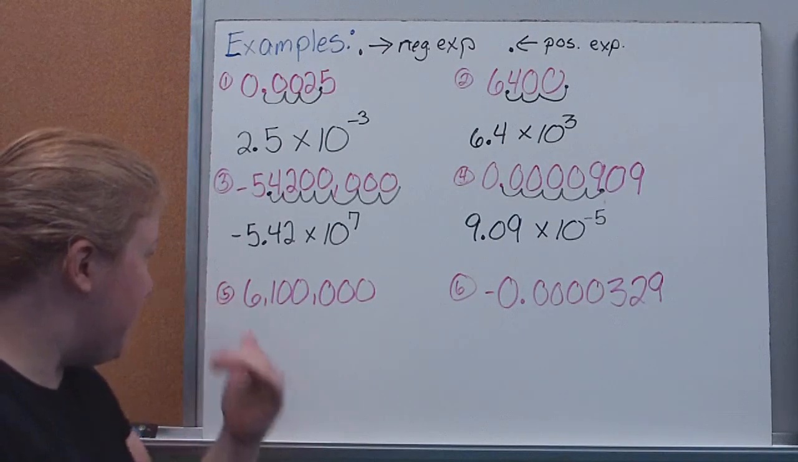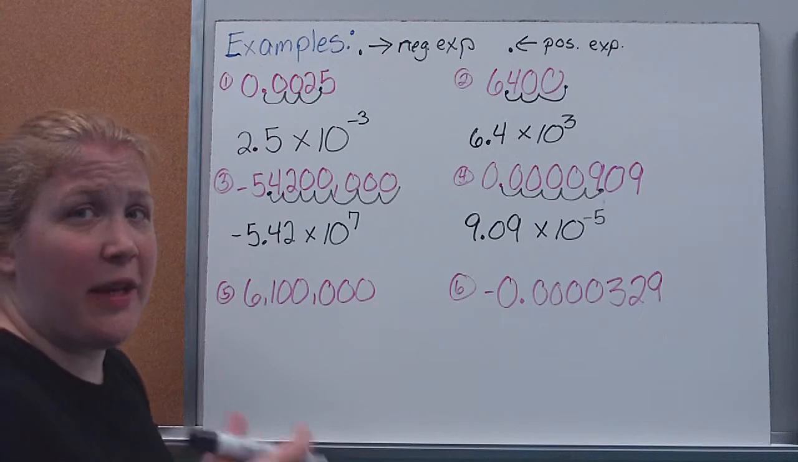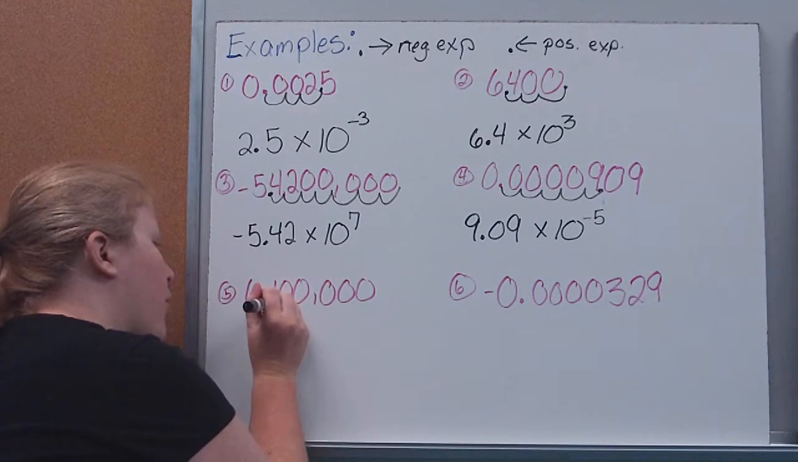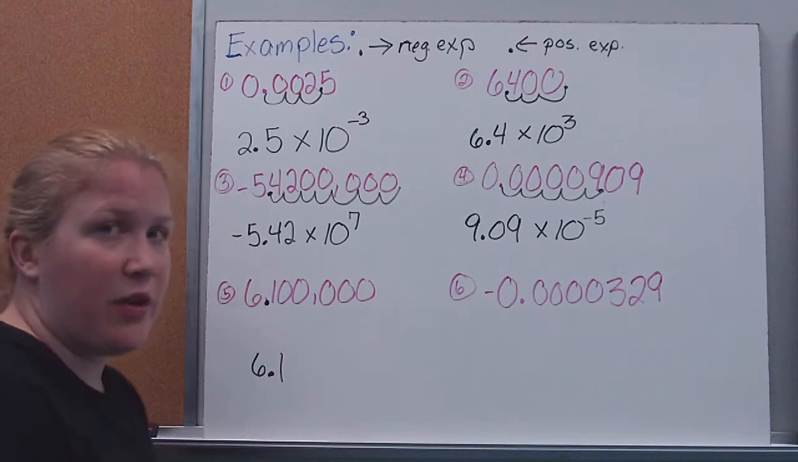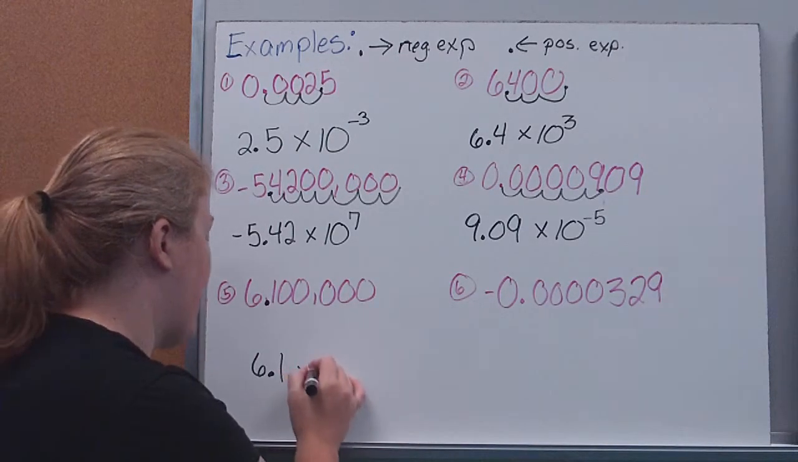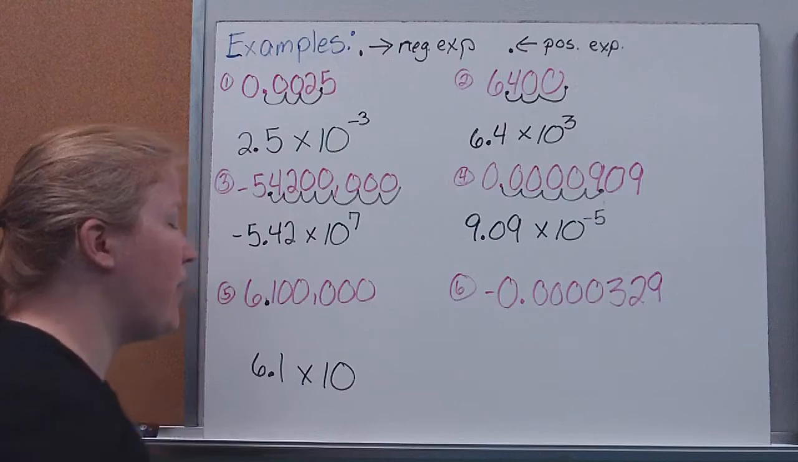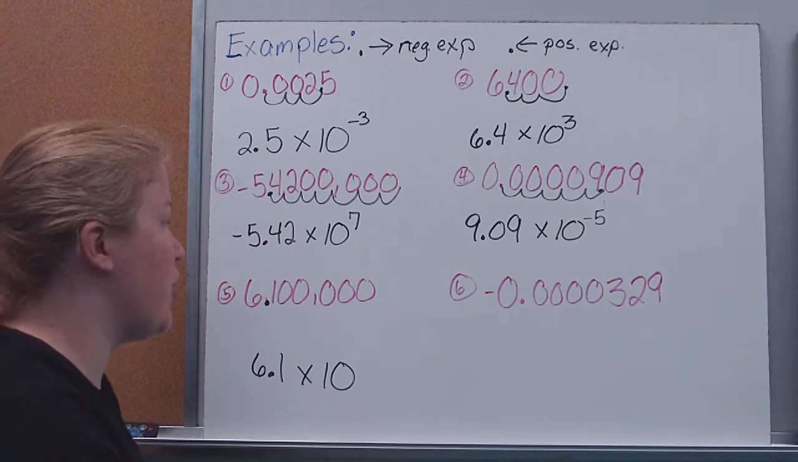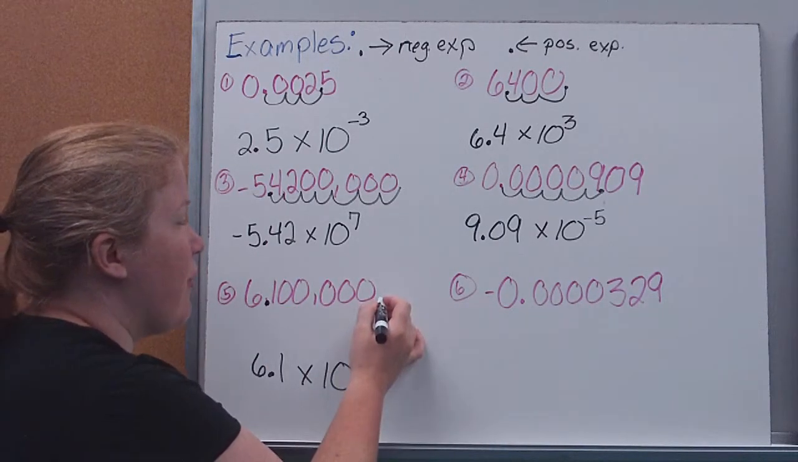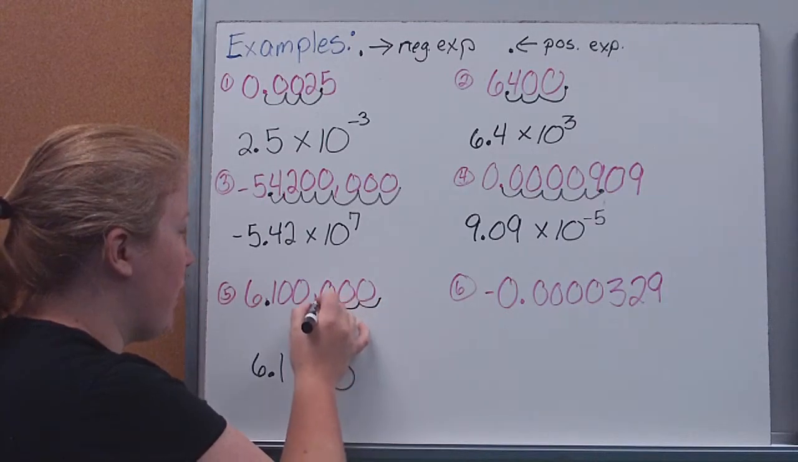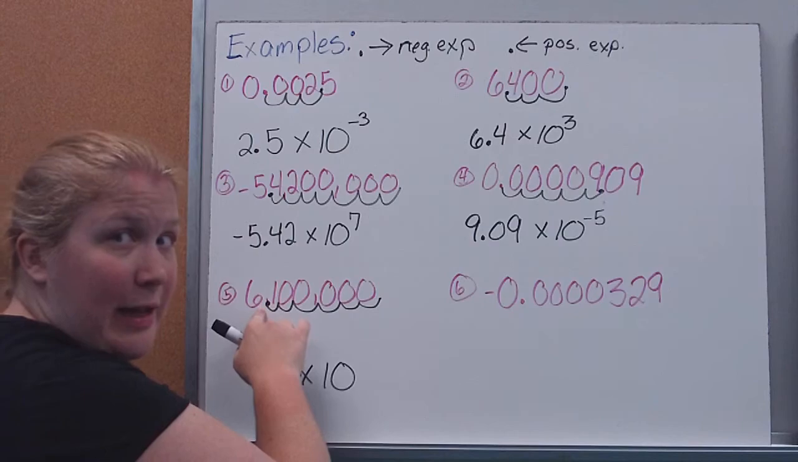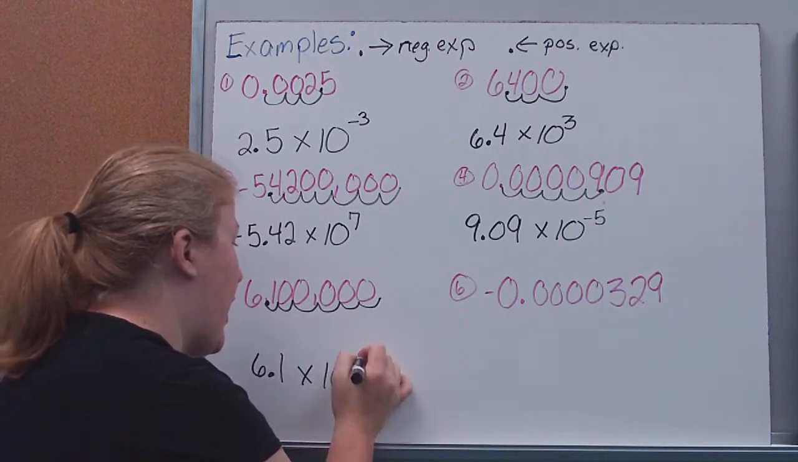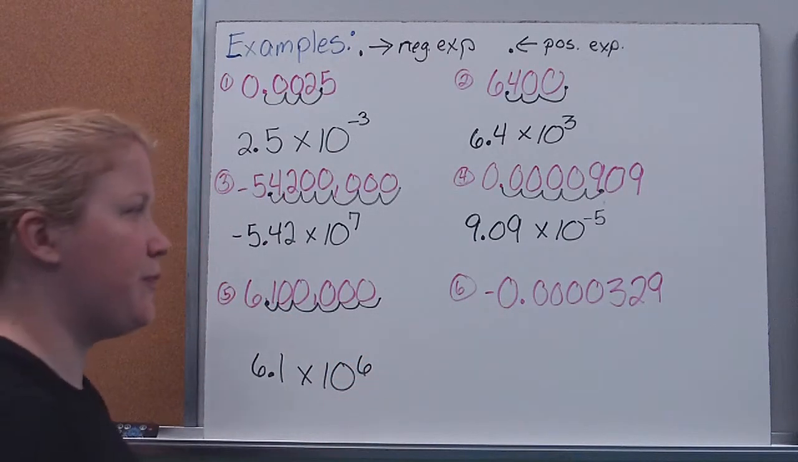So more to look at here. Again, first thing, where am I going to put my decimal? Right there between the 6 and the 1, because 6.1 is greater than 1, less than 10. Second number is always a power of 10, so it's going to be times 10 to a certain power. How far did I move my decimal? 1, 2, 3, 4, 5, 6 spots. 6.1 is getting bigger. This number is bigger, so it's a positive 6.